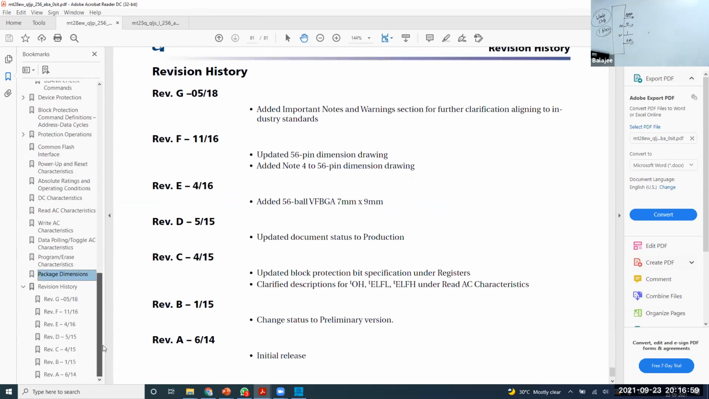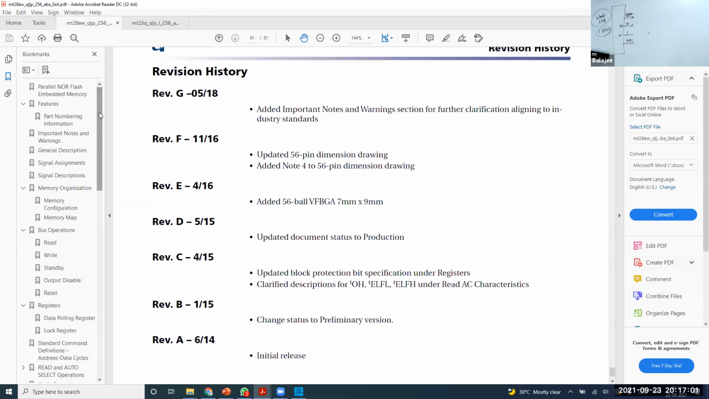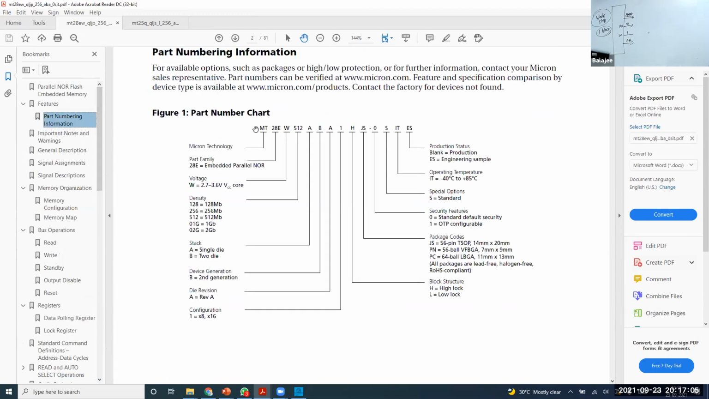So this is the way we read a data sheet. I've also told you today how we generally read a data sheet. If you read the part numbering, it will tell you, if you get a chip, what the company is first: Micron. Then it is a parallel NOR flash. I'll discuss later what serial NOR is. There is parallel NOR flash, serial NOR flash and NAND flash. Then you see W, which is 2.7 to 3.6 volts.